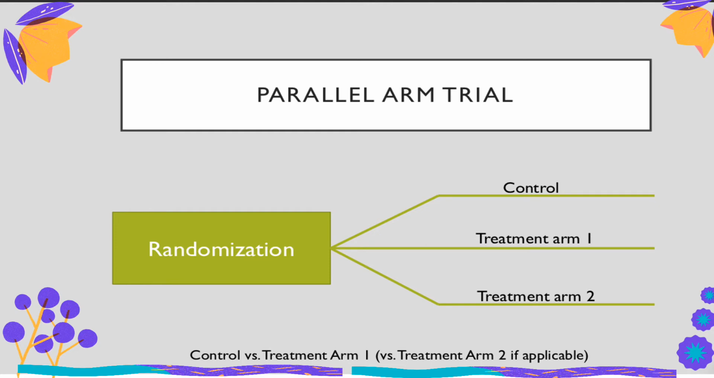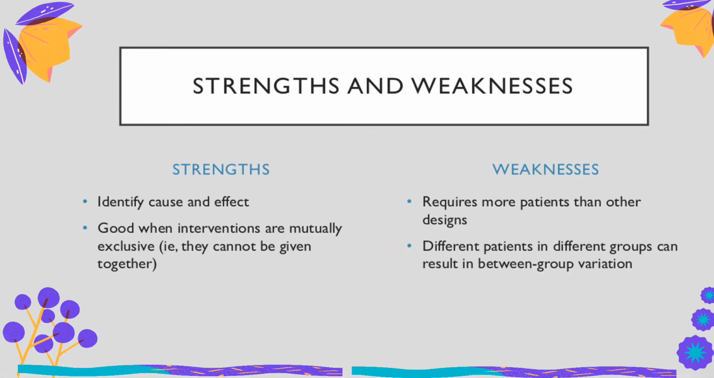Parallel arm trial is done with randomization. After randomization is done, control, treatment arm 1 and treatment arm 2 will be performed simultaneously. Parallel arm trial is very good to identify cause and effect when interventions are mutually exclusive, but it also requires more patients than other designs. Different patients in different groups can also result in between group variation.